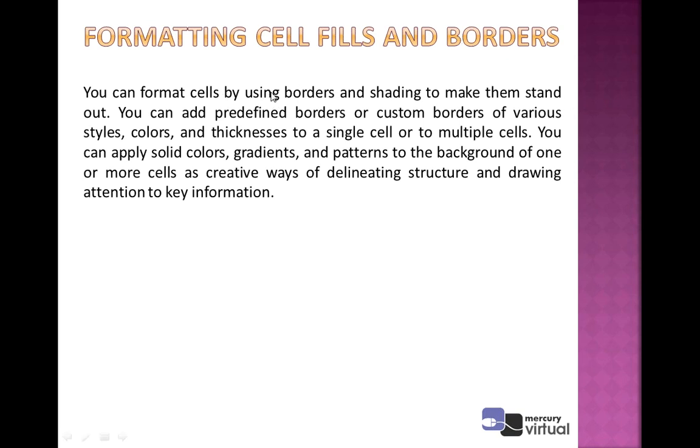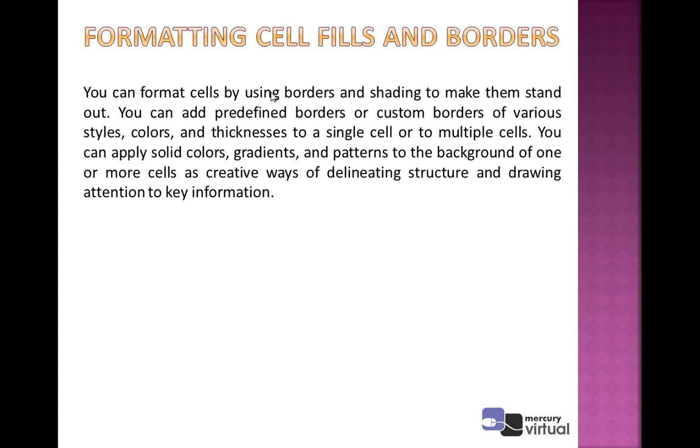You can format cells by using borders and shading to make them stand out. Make them stand out means make them visible effectively and efficiently. You can add predefined borders or custom borders of various styles, colors and thickness to a single cell or to multiple cells. There are multiple styles available for border. You can also use the color border. You can also give the thickness to a single cell or to multiple cells.